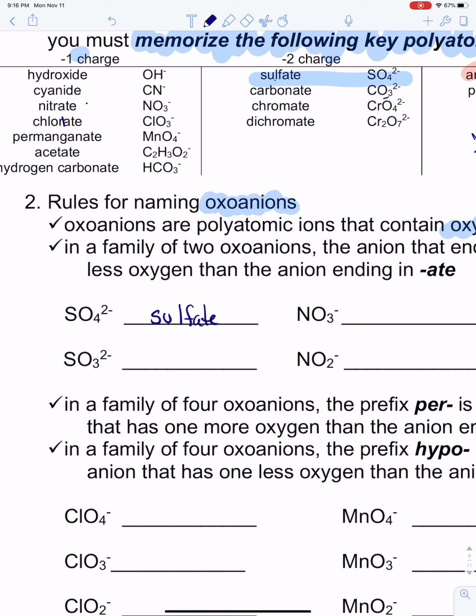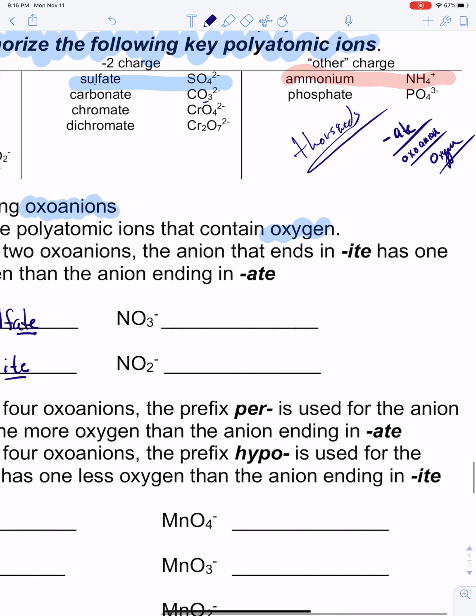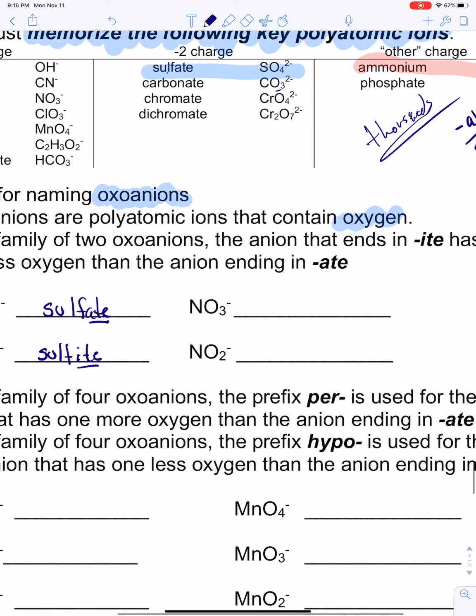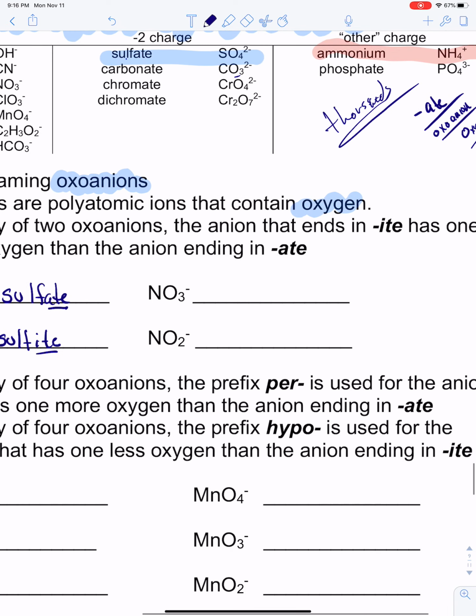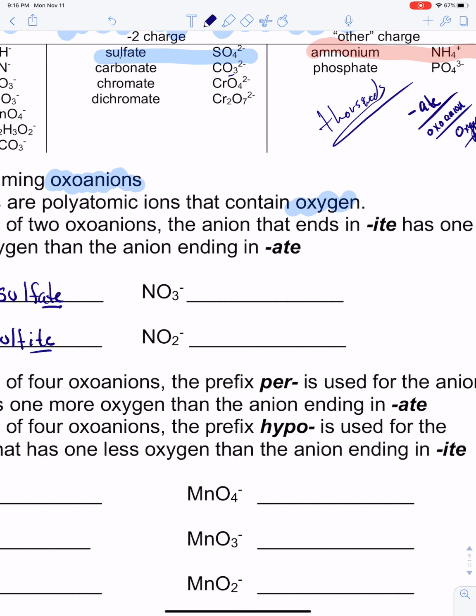The rule for the oxoanion families is that the polyatomic ion that has one less oxygen than sulfate would be called sulfite. So SO4 2- is sulfate, and SO3 2- would be sulfite. So knowing the names of these 14 polyatomic ions, you can actually extend beyond the ones that you memorized.